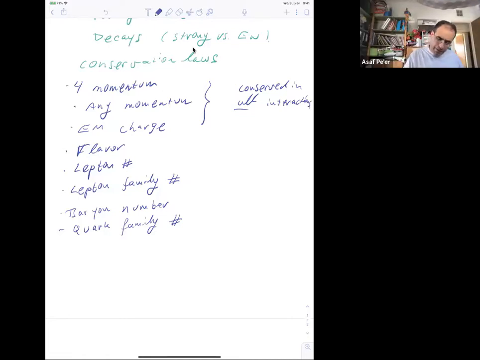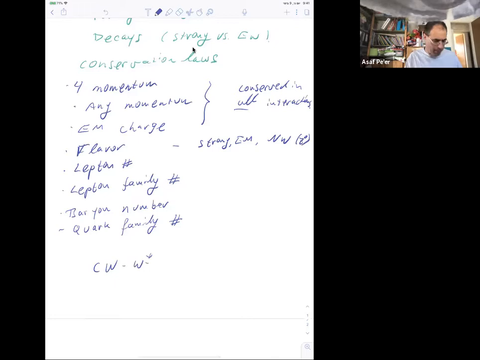The flavor is conserved in the strong, electromagnetic, and the neutral weak. Everything involved with the Z0 boson. And in the charged weak, flavor has to change, right? So the charged weak, everything involved with the W plus minus. Clearly the flavor changes. Asaf?